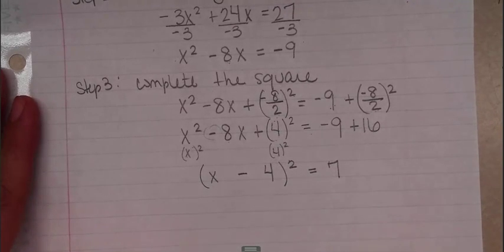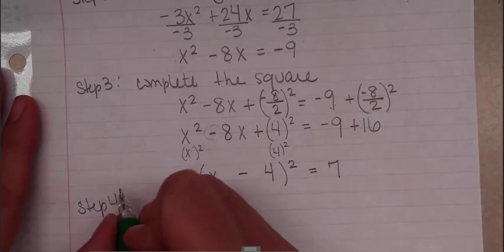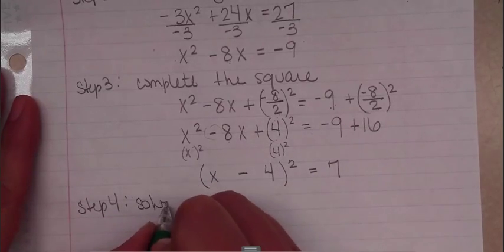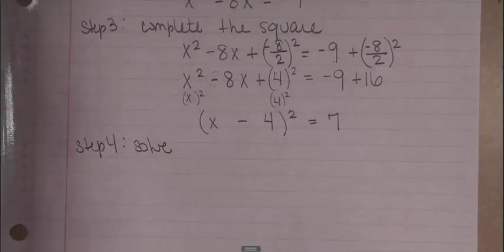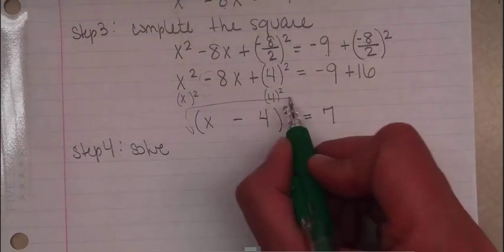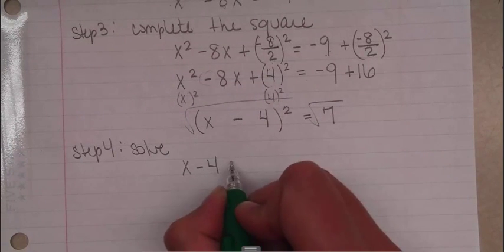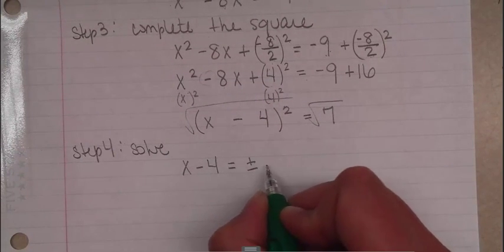Okay, so now it's time to solve. So on this one, step 4 is to solve. So that just means I'm going to square root both sides. So I get x minus 4 equals positive or negative root 7.